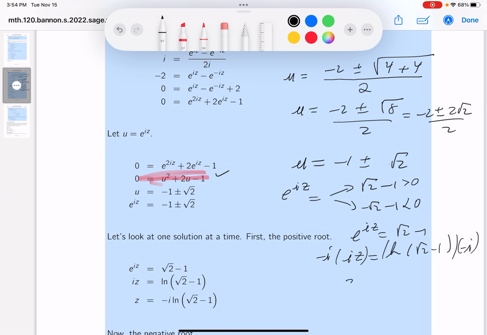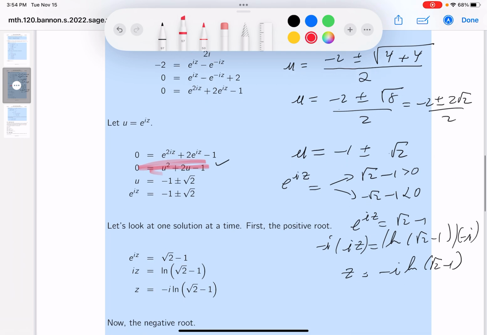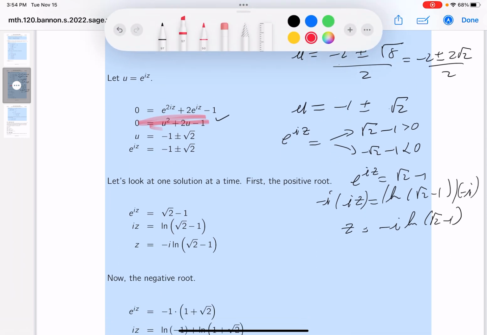And what do you get there? You would get z equals minus i natural log of root 2 minus 1. Let's see if we have that written down somewhere. I only got it written right over here. All right, let's just outline that. We got z equals minus i times the natural log of root 2 minus 1. So I feel pretty comfortable about that.